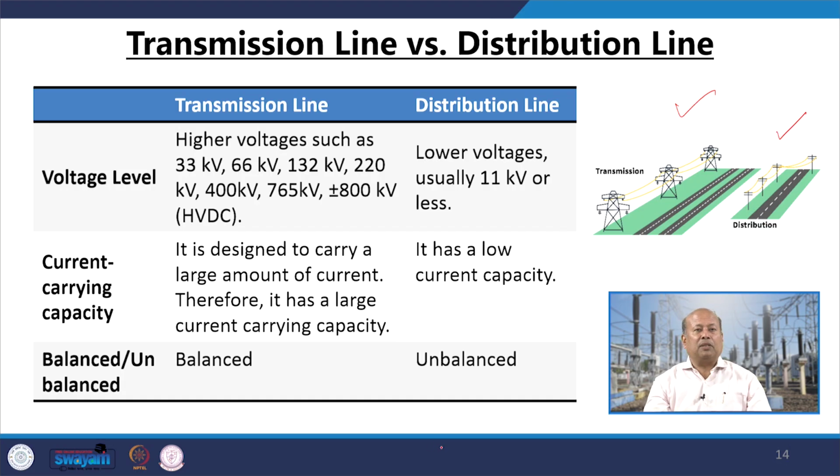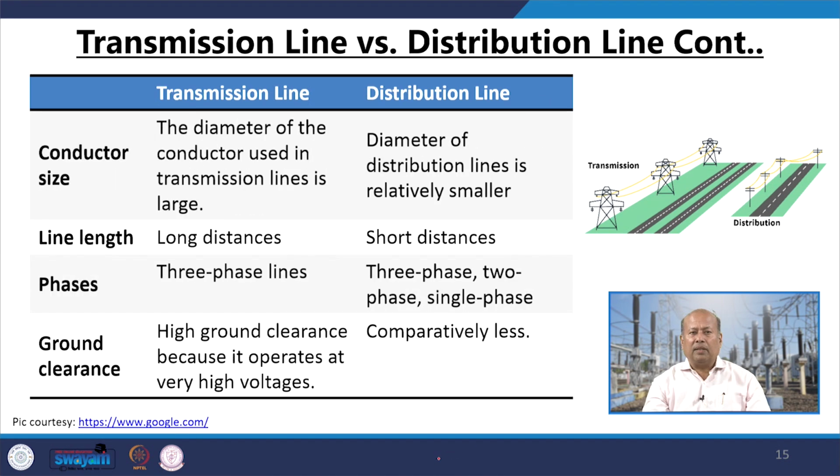Now, the current carrying capacity: a transmission line is designed to carry a large amount of current, therefore it has a large current carrying capacity. However, a distribution system has a very, very low current carrying capacity. Transmission system is balanced and distribution system is always unbalanced. The diameter of the conductor used in a transmission line is large, while the diameter of a distribution line is relatively smaller. The line length is long in case of transmission, short in case of distribution lines. It is 3-phase in case of transmission, and 3-phase, 2-phase and single phase in case of distribution lines.